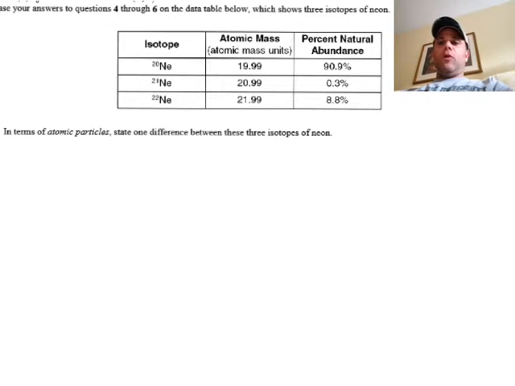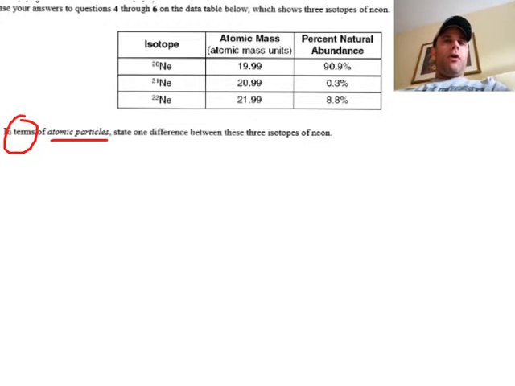All right, question 4 relates to this chart here. In fact, questions 4 through 6 are using the same chart. And the question says, in terms of atomic particles, state one difference between the 3 isotopes of neon. Now, I love these questions because the Regents love them, and I have to go over them with you. And the key here says, in terms of atomic particles. So you have to talk about atomic particles.